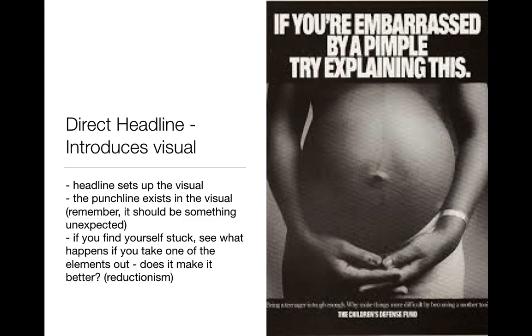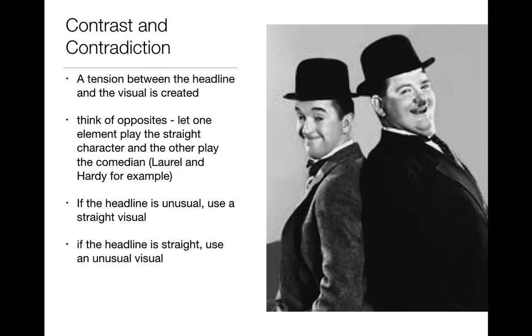So here what we can do is use the headline to set it up and then let the visual be something that's unexpected. If you find yourself stuck, see what happens if you take one of the elements out and it doesn't make much sense. We call that reductionism, which we'll get into during the art direction lecture. I like to say that you want to have a little bit of contrast and contradiction.